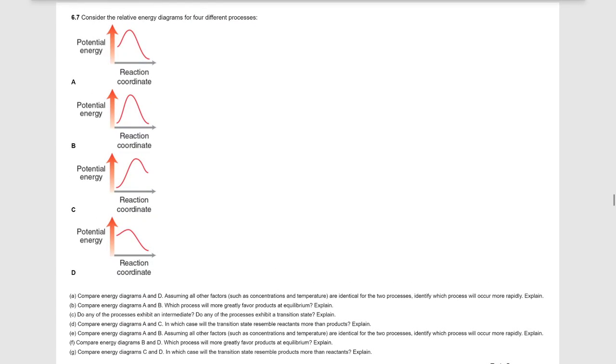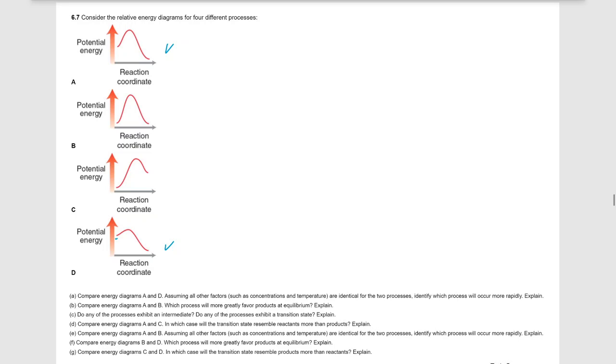Now, we've talked about a lot in this section of this chapter, but we want to bring it all together with these questions. It's actually more than 4 questions, but let's see if we can bring all of this together, okay? Compare energy diagrams A and D. So that's this one up here at the top and this one down here at the bottom. Assuming all other factors are identical for the 2 processes, identify which process will occur more rapidly and explain.